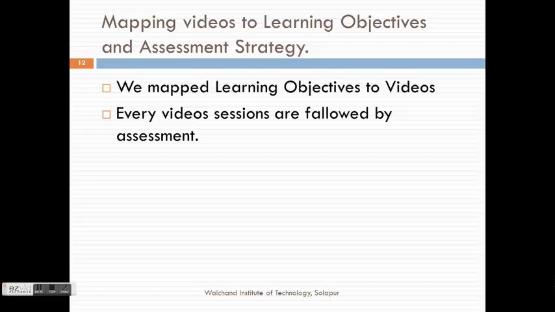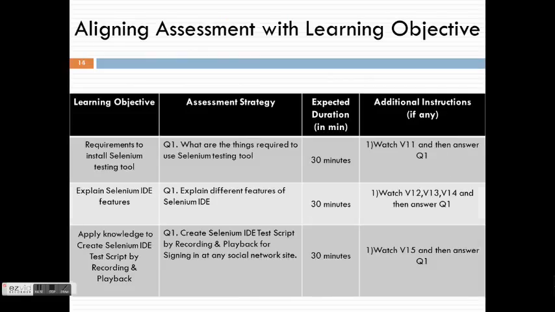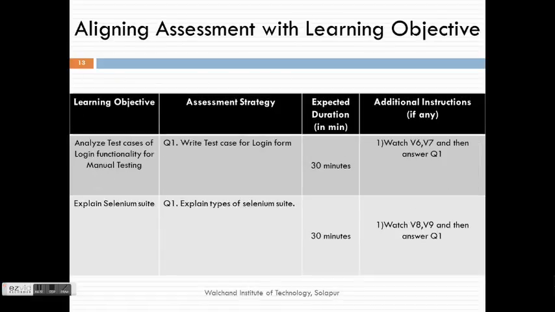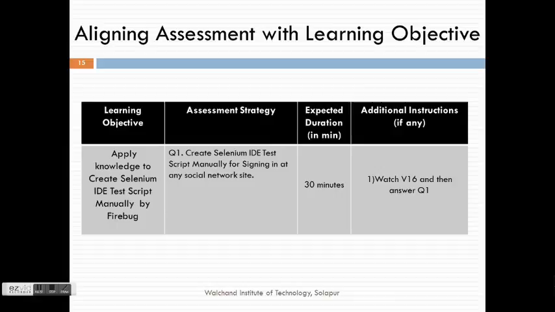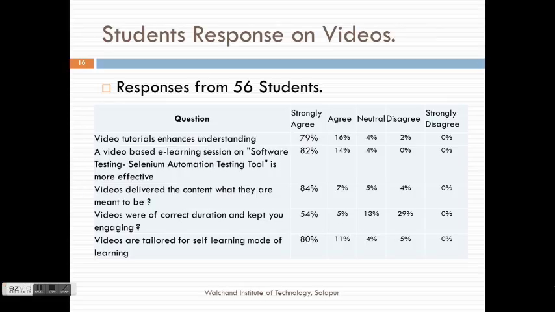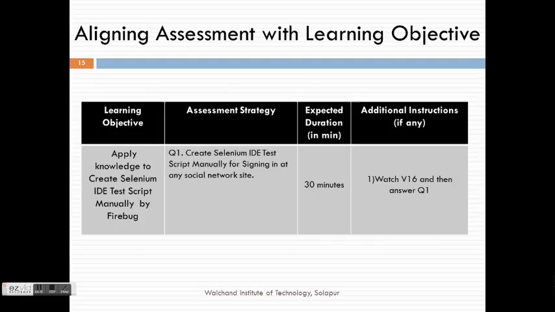So after, okay, so these are the student responses. Before we go to that, we conducted this session for students, and we carried out all the assessment strategies. Here we are showing the responses from the students, what they felt about this activity and what they felt about this video-based delivery.